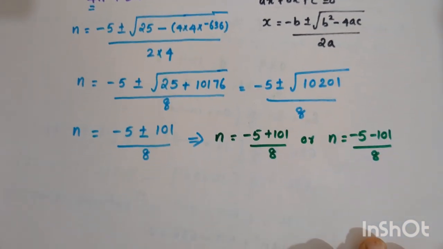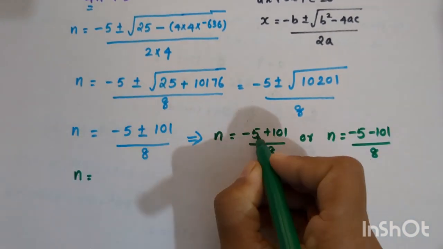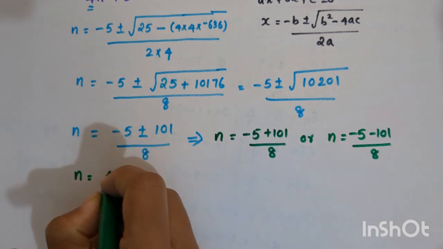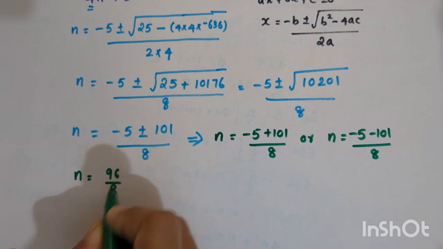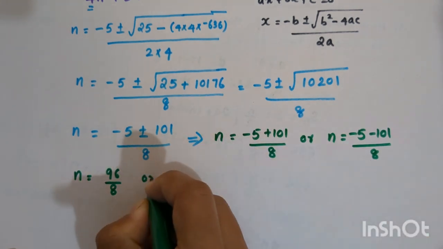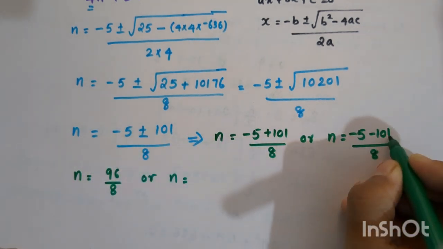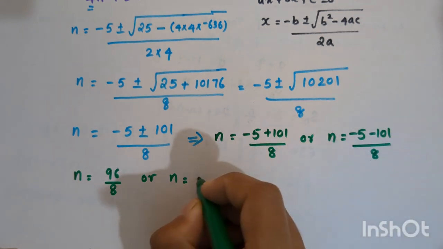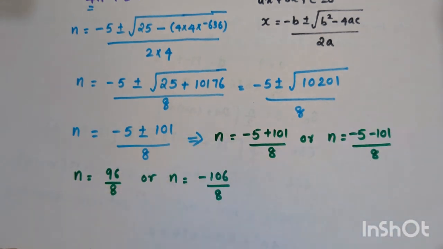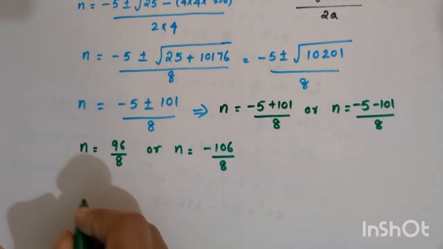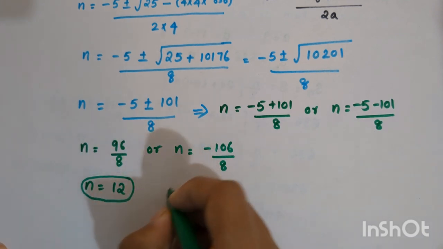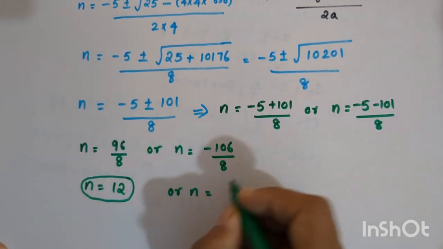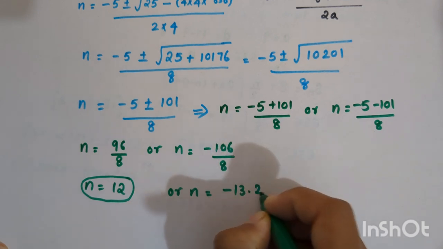So we can write n equals minus 5 plus 101, which is 96, divided by 8, or n equals minus 5 minus 101, which is minus 106, divided by 8. When you do this calculation, 96 by 8, you will get 12, so n equals 12. Or when you do the other calculation, you will get minus 13.25.